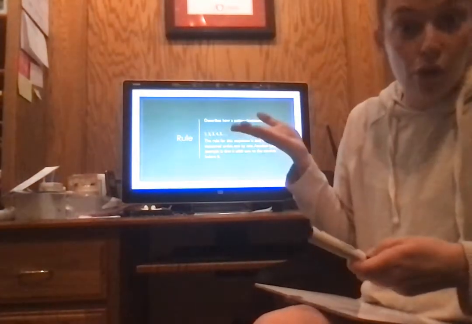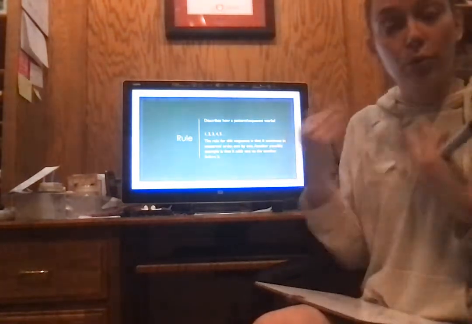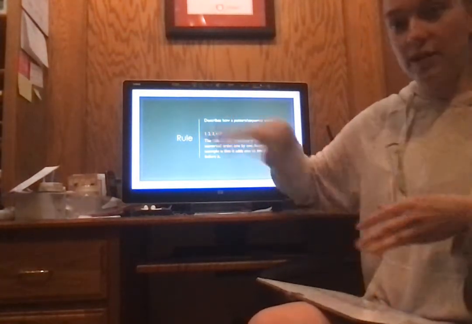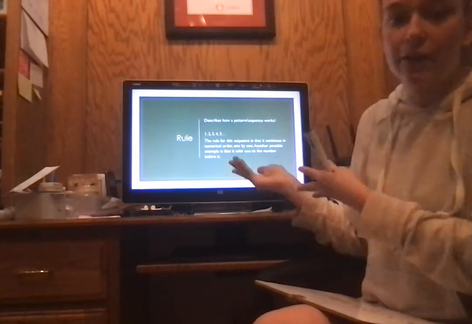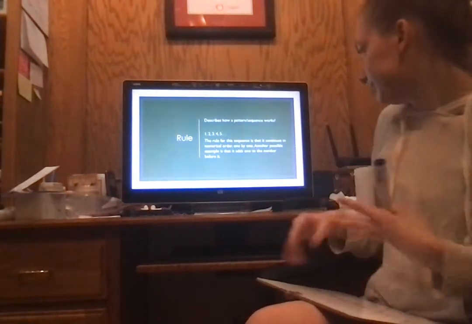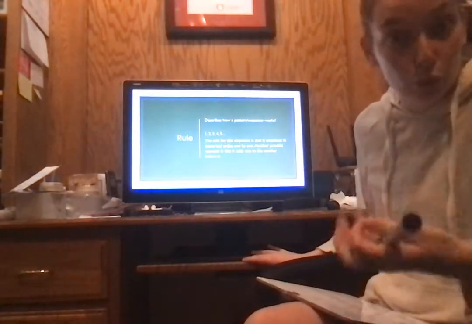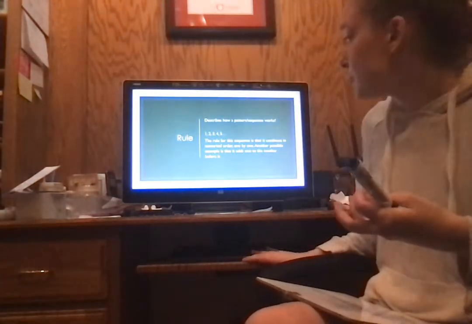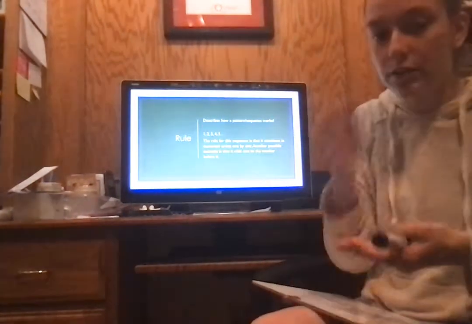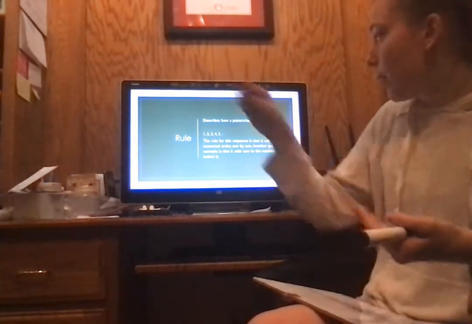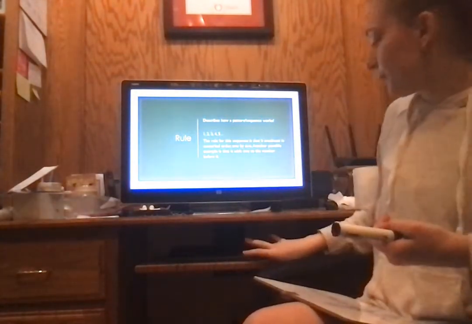A rule is something that describes how a pattern or sequence works. So the rule for 1, 2, 3, 4, 5 is just numerical order. We know that this is the pattern of numbers that we learn. Sometimes there can be more than one possible rule. Another possible one is that you're just adding 1 to the number before it. So you add 1 to 1, you get 2. You add 1 to 2, you get 3, and so on.